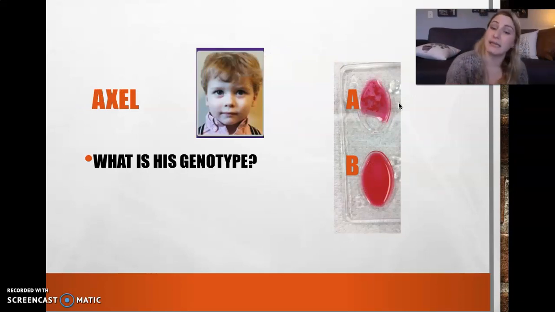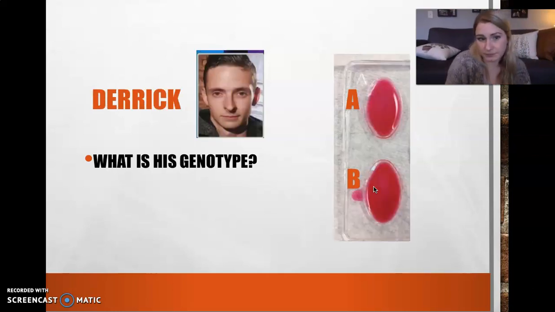Axel, when we looked at his blood, he has the A antigen because it's also clumpy, but that B is really, really smooth. I don't see any clumping at all. So he only has the A antigen on it. So that means that he has A blood. He only has the A name tag. He has A blood. So his genotype is either going to be homozygous dominant A or heterozygous A, which we're going to look into later.